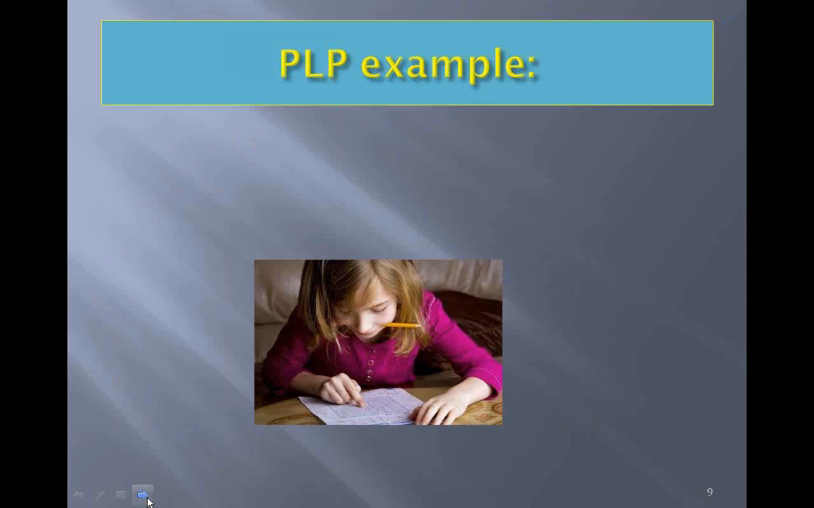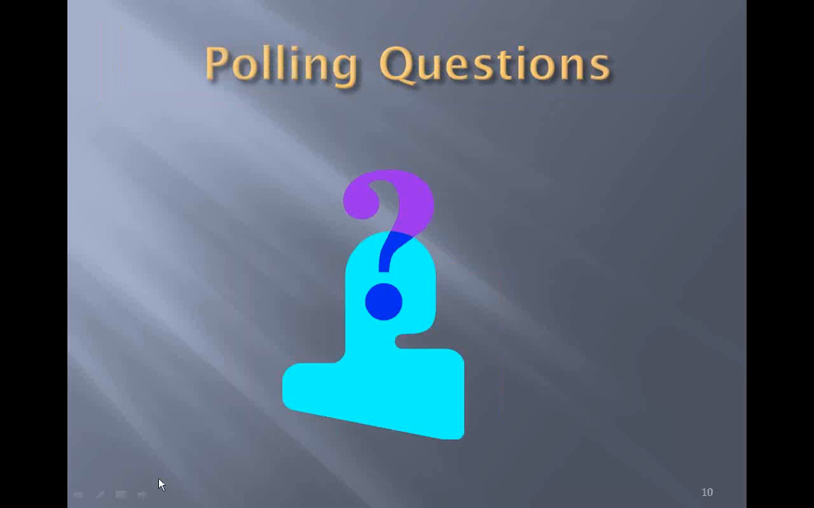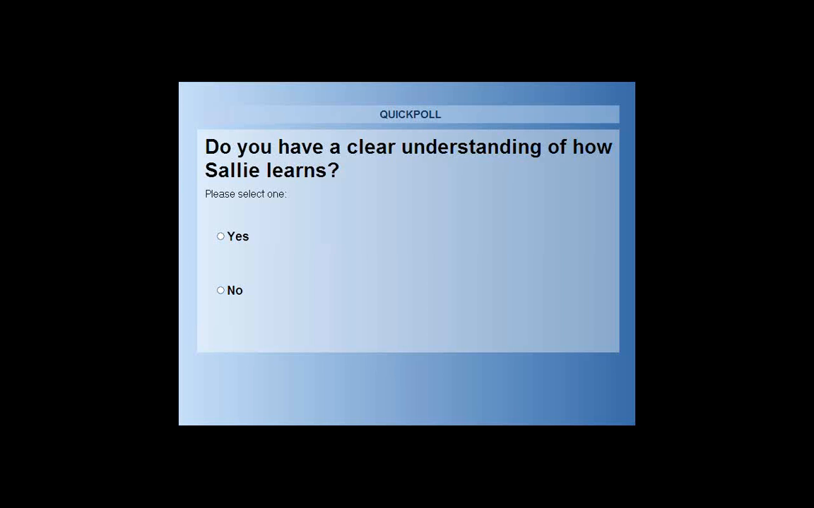Okay. I want to give you an example because I think this is going to help you get an understanding of when an IEP is developed and we start to talk about what a present level of performance is. I'm going to give you an example and we're going to ask for some feedback. I'm going to talk about a student named Sally. Sally is a third grader who has difficulty with written language in reading and math. And that is Sally's present level of performance. So now we want to ask you a question. Based on that information, do you think you have a clear understanding of how Sally learns? You can check yes or no.